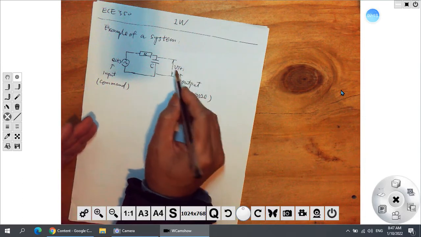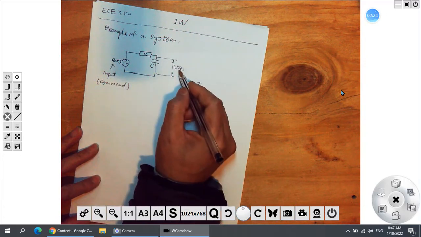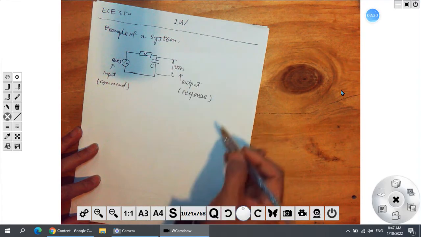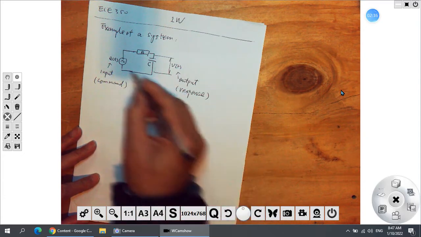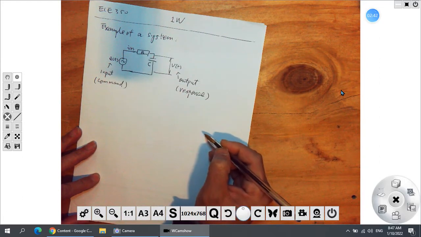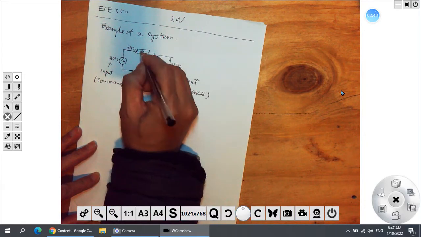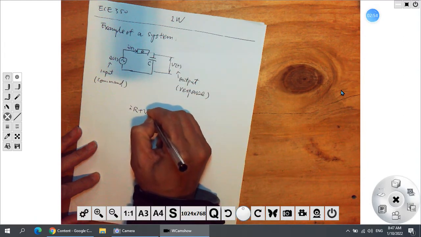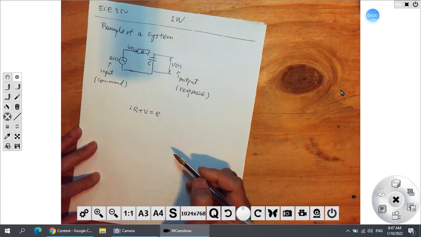To find this V of t, first of all we need to find a relation between E and V. Then when E is given, according to that relation you can find V. So for this circuit, we need to write some equation to find the relation between E and V. Suppose here is I. Then I times R will be the voltage here, and the voltage here is V, and that will be E.